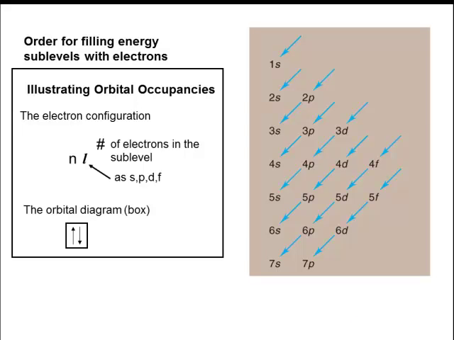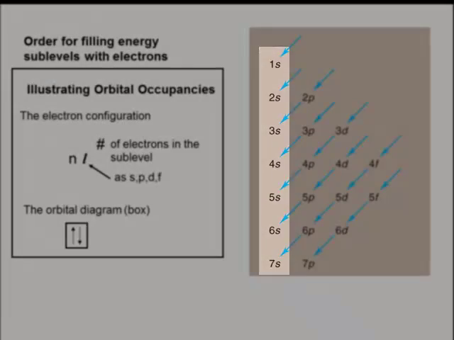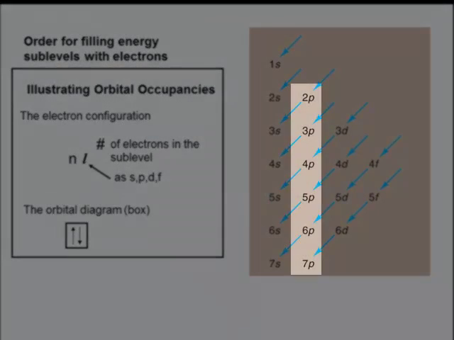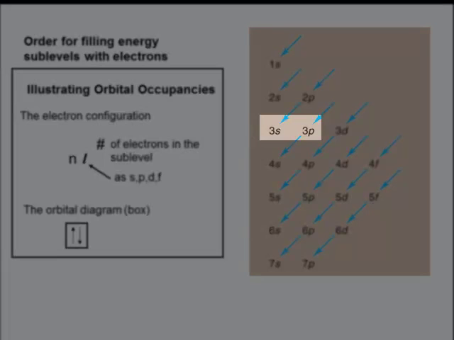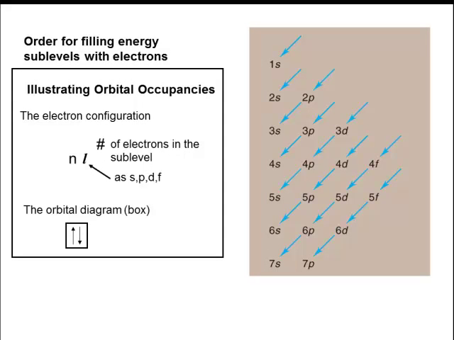One way to do that is to make this little chart where I write 1s, followed by 2s, 3s, 4s, 5s, 6s, 7s, all in the first column, and then I write the p's in the second column next to their corresponding n values. So 2p is right next to the 2s, 3p is right next to the 3s, and so on all the way down. And then I do that with the d's, and then with the f's. Notice there's no 1p, there's no 2d, there's no 3f. That goes back to the principal quantum numbers.